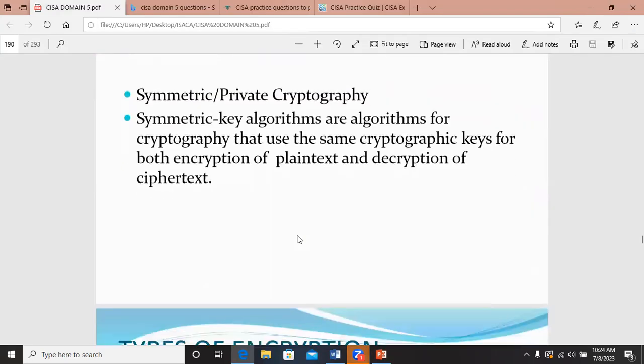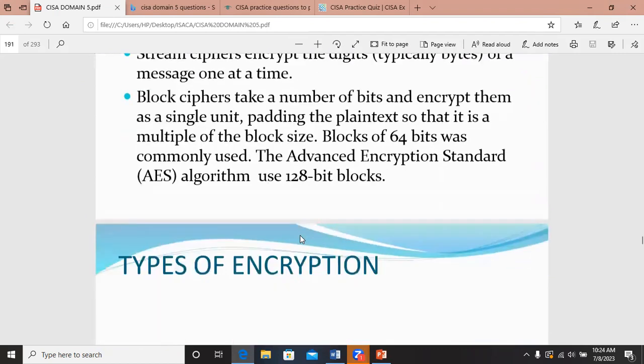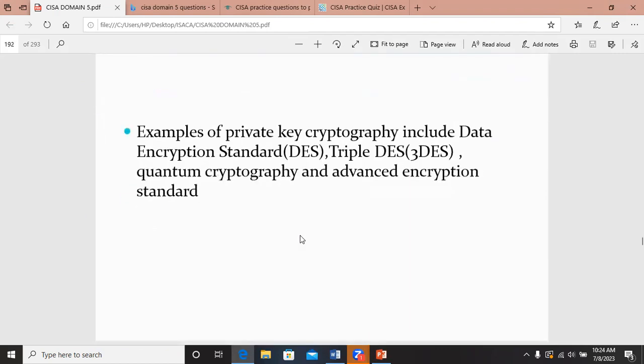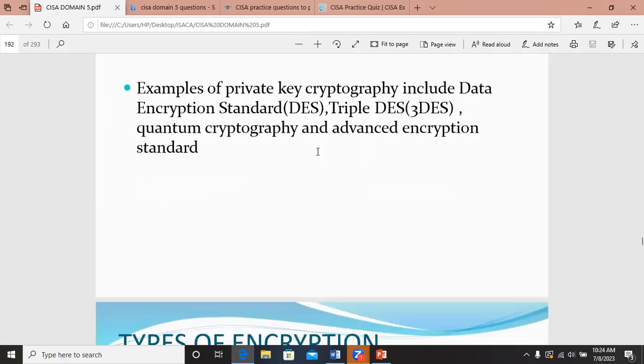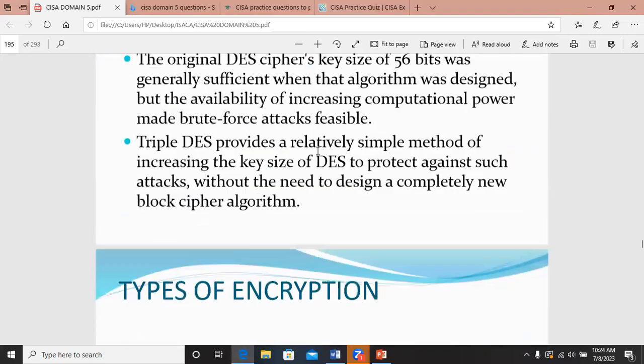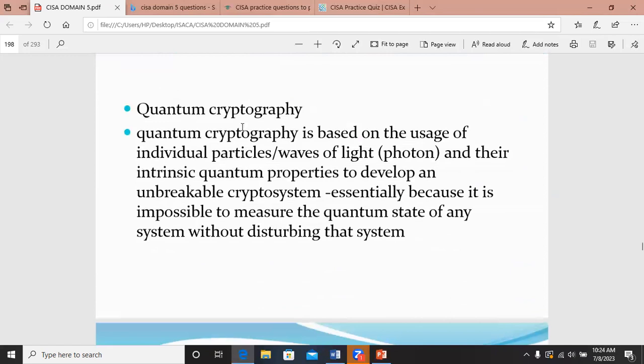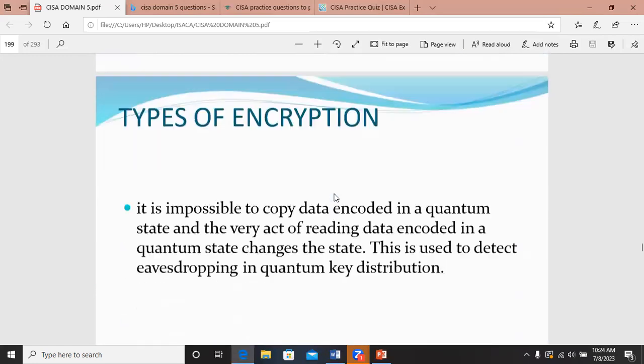All right. So you can see symmetric. Like I said, the same key is used to encrypt and the same key is used to decrypt. For example, the Data Encryption Standard, DES. You also have quantum cryptography. They are working on this, where they use light photons for encryption. I don't know how far they've gone, but with this, we use light photons for encryption.